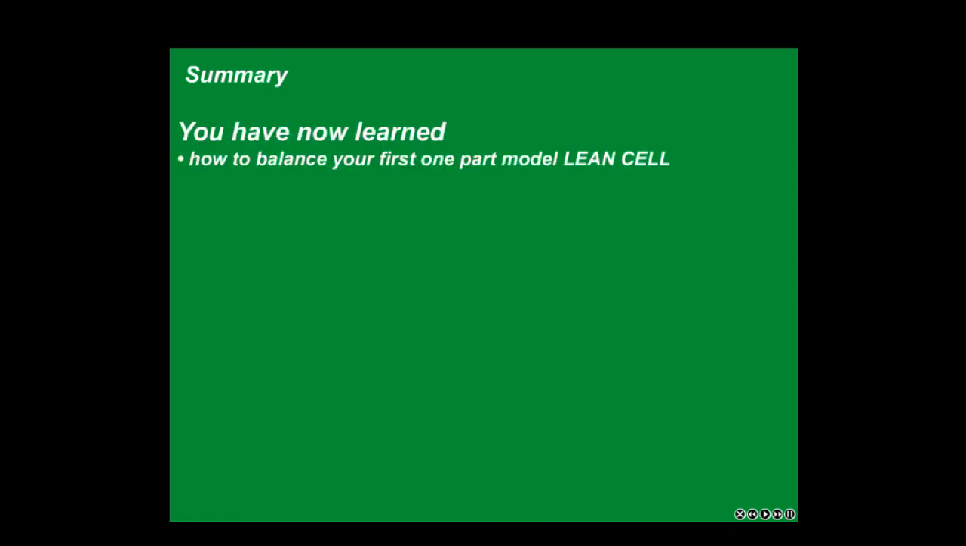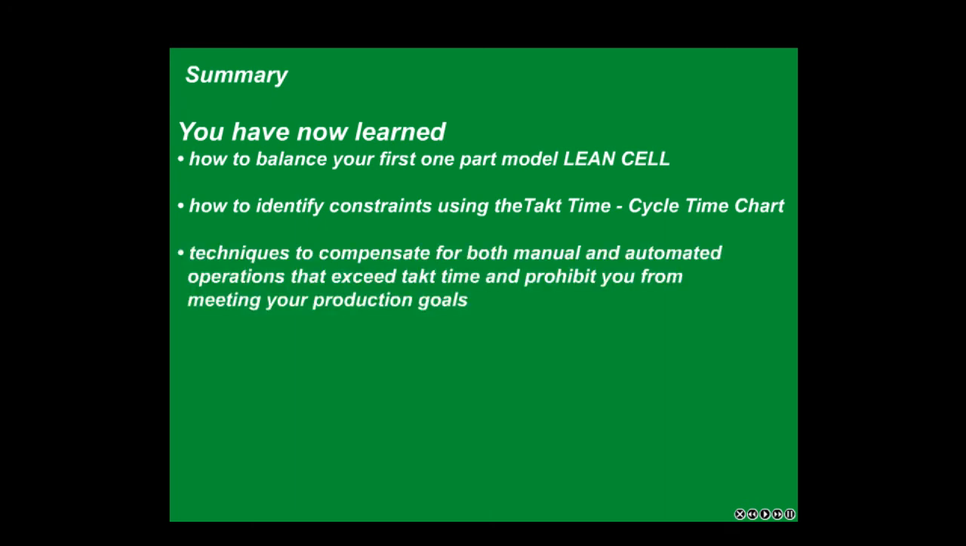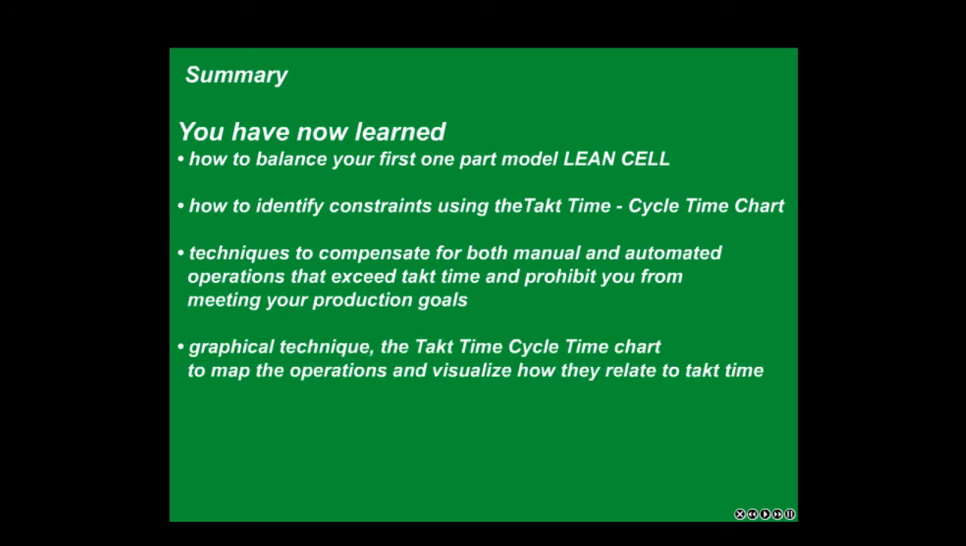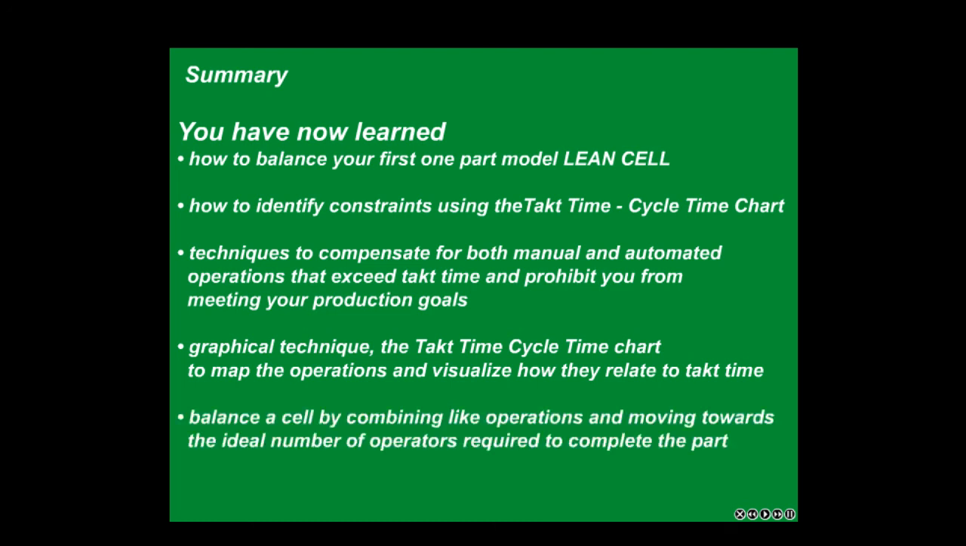Summary. Congratulations! You have now learned how to balance your first one-part model lean cell. You have learned how to identify constraints using the takt time cycle time chart. You have learned techniques to compensate for both manual and automated operations that exceed takt time and prohibit you from meeting your production goals. You have learned and utilized a graphical technique, the takt time cycle time chart, to map the operations and visualize how they relate to takt time. And you have learned to balance a cell by combining like operations and moving towards the ideal number of operators required to complete the part.